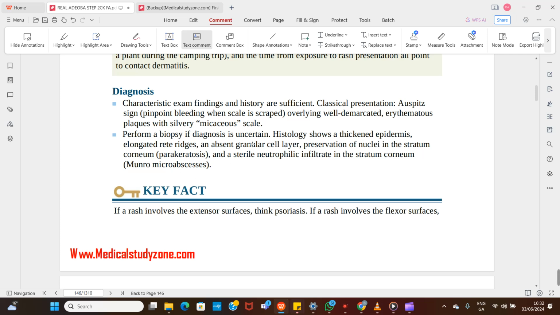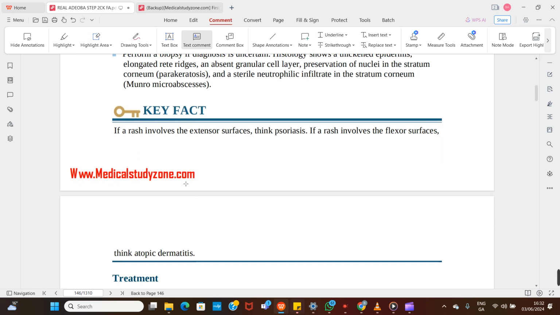Don't forget, the granular layer is absent. In lichen planus, the granular layer is thickened. In psoriasis, the stratum corneum and the stratum spinosum are thickened. There is retention of the nuclei of the stratum corneum in psoriasis, which you call parakeratosis. There's neutrophilic infiltrate in the stratum corneum, which you call the Munro microabscesses in psoriasis.